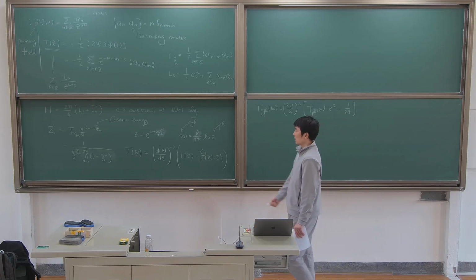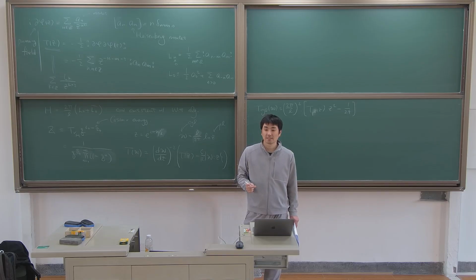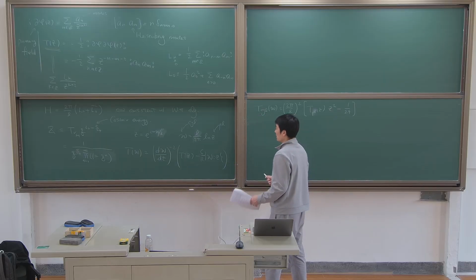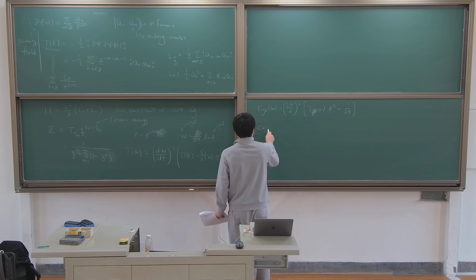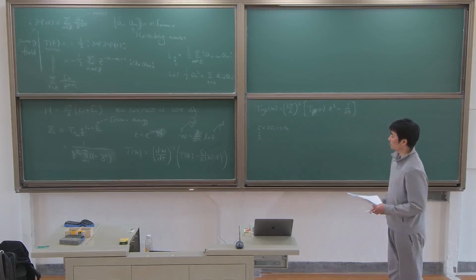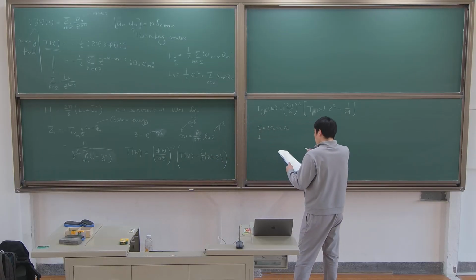Fine. So what is the c for free boson? What is c for free boson? Central charge. Free bosons. I mean, here c is equal to c_L and c_R, so therefore c is equal to 1. c is equal to 1. But if you do the computation, you get the 1 over 24 here.